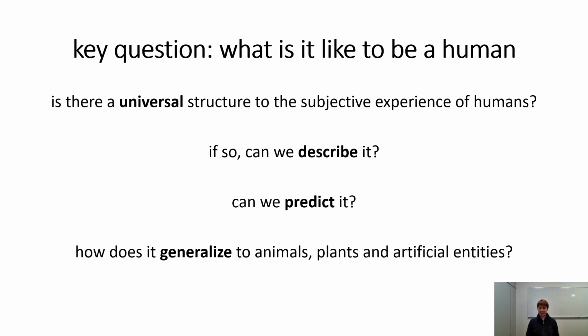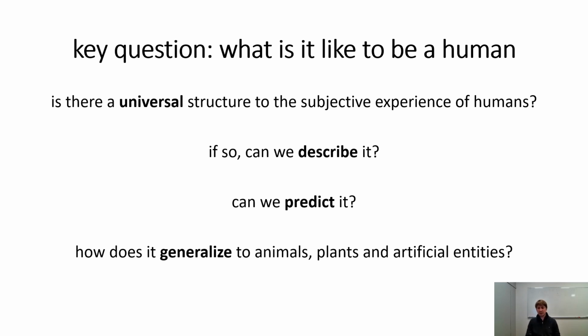This is a conference on mathematical models of consciousness. And not just describe it, can we predict it from something else? And if so, would it generalize to animals, plants, and also AI, when we had a number of talks on AI here.